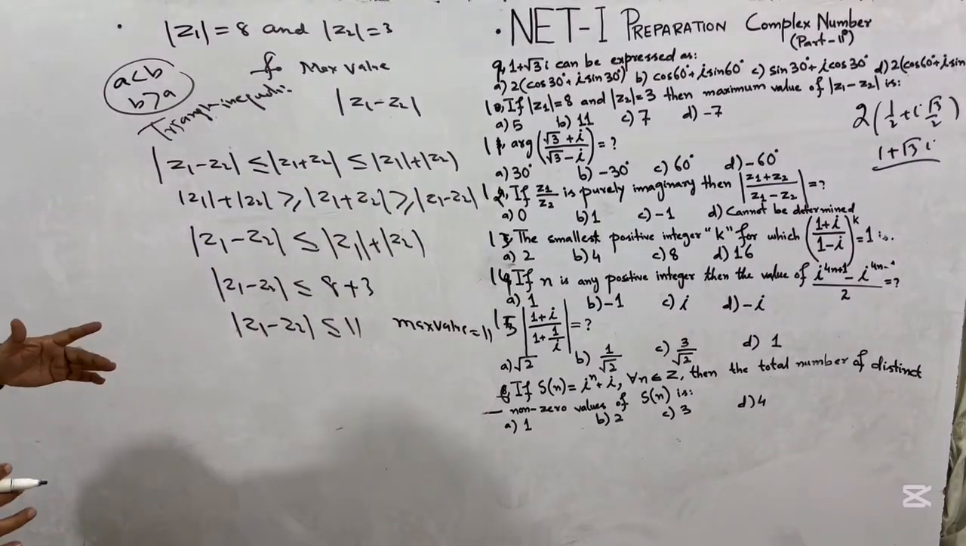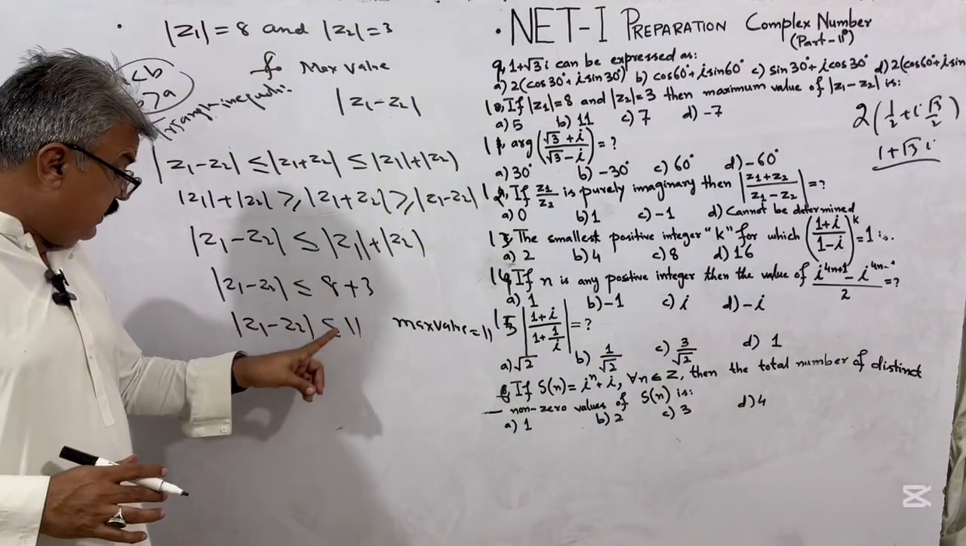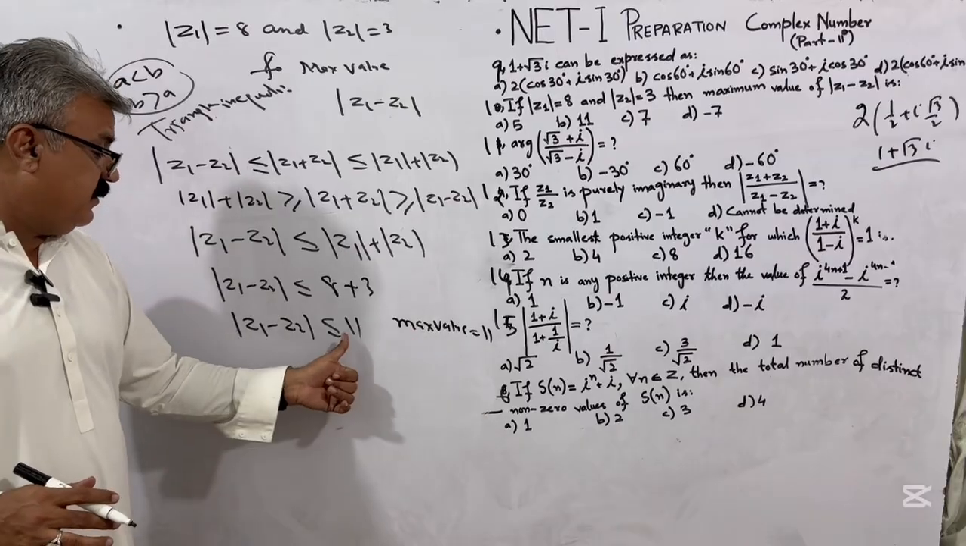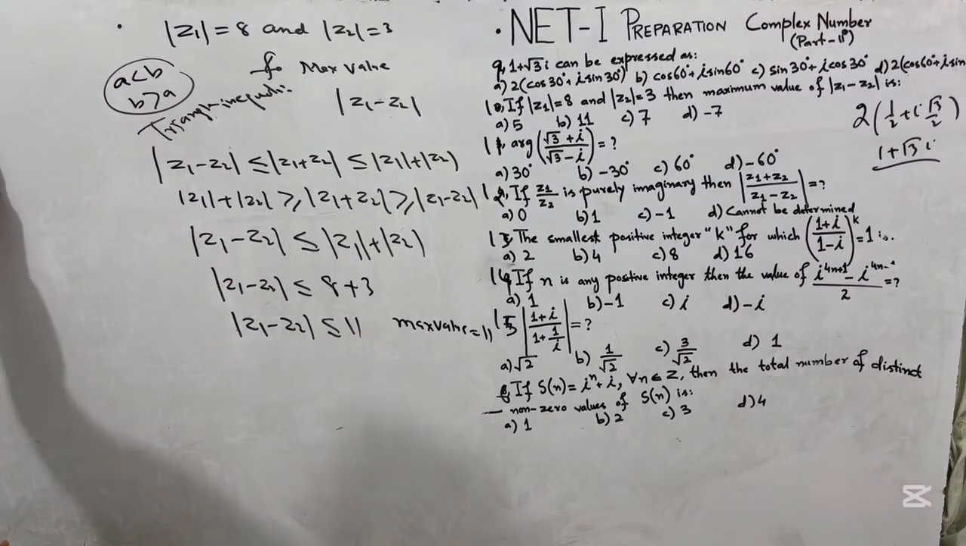We are asked to find the max value. Less than or equal to 8, less than or equal to 3, less than or equal to 11. We are asked to find the max value. The max value will be 11 in that case.